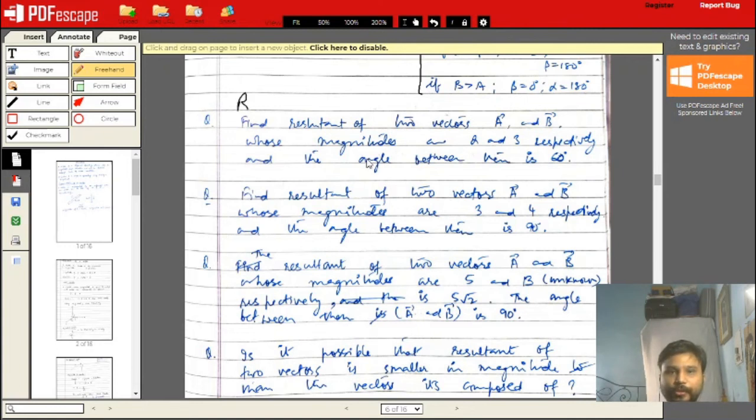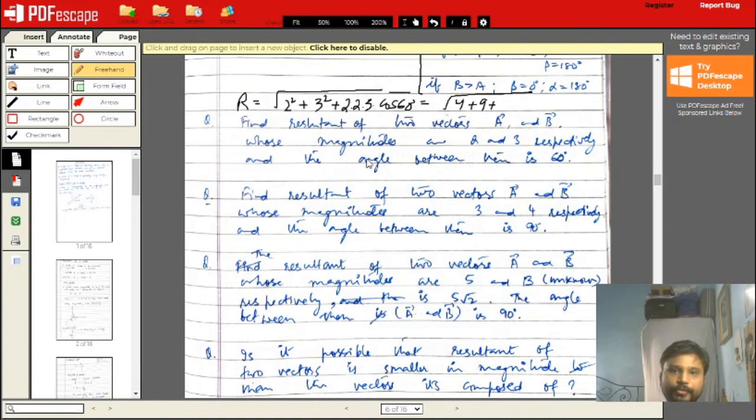So R is equal to square root of A square, that is 2 square, plus B square, 3 square, plus 2AB cos 60 degree, square root of 4 plus 9.